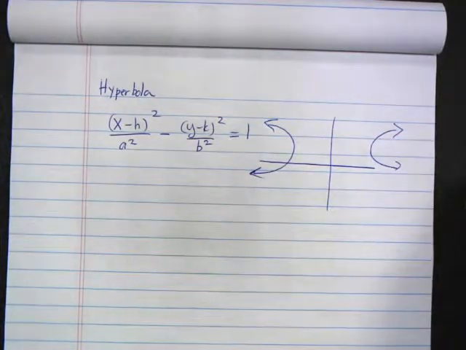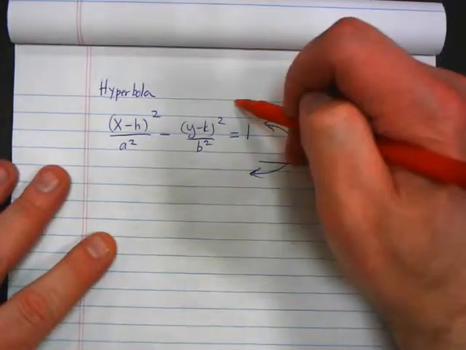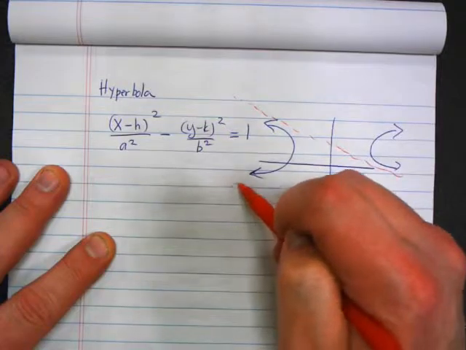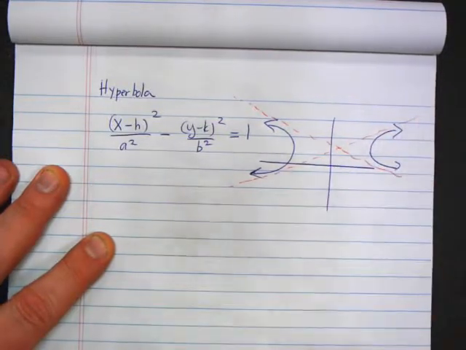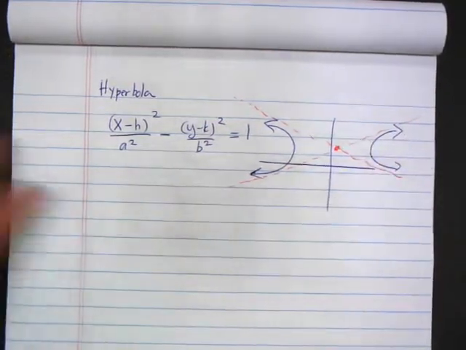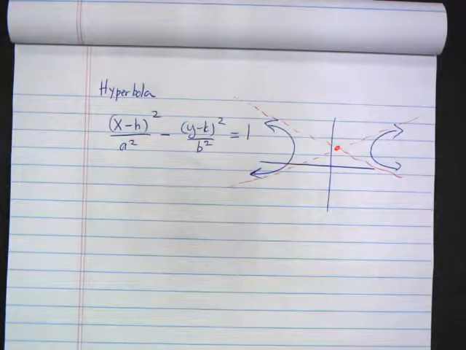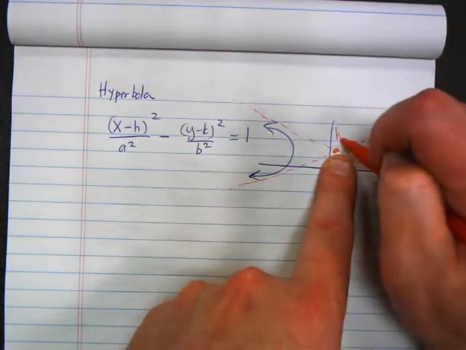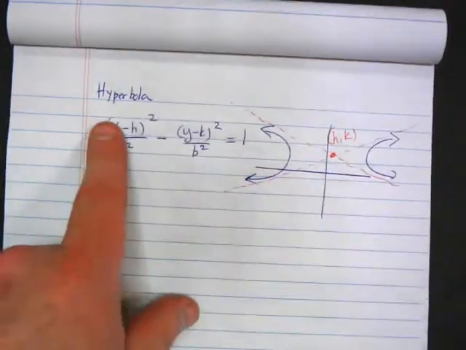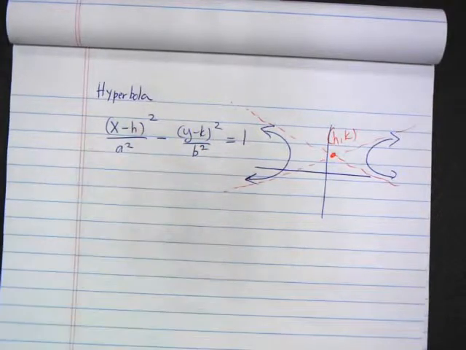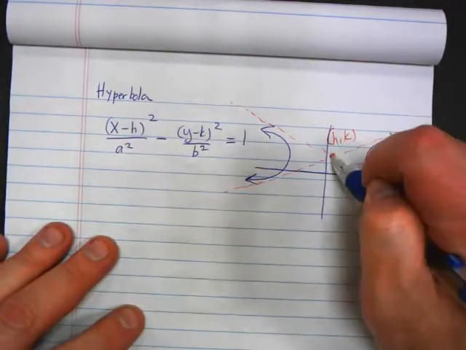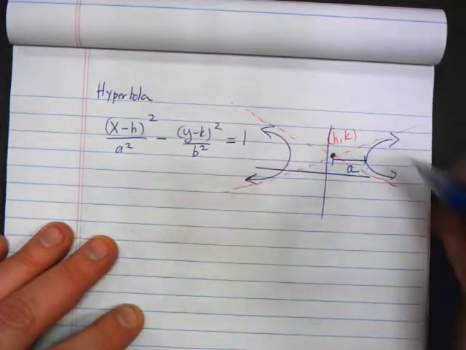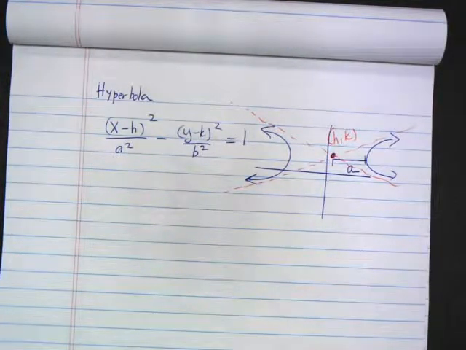And you might recall with, did I call it an ellipse? I meant hyperbola. You might recall that hyperbolas have asymptotes, like so. These asymptotes will cross right at the center. Mine doesn't look like that's happening, but that's where they should cross. So where this point crosses, this is called the center, and that's (h, k). A is still the distance from the center to a vertex. That distance is still called A.